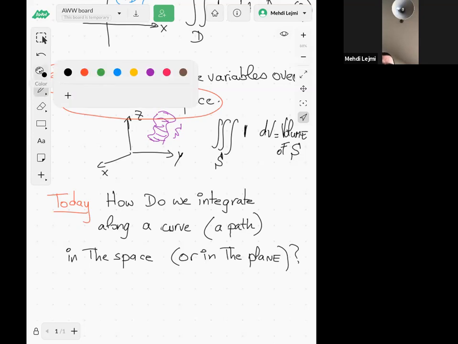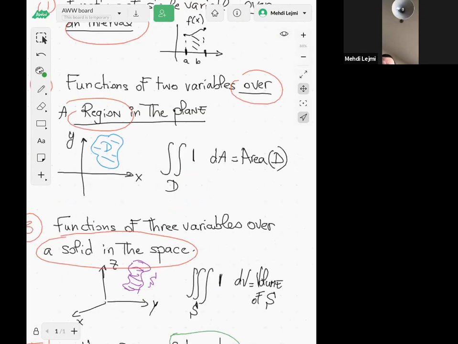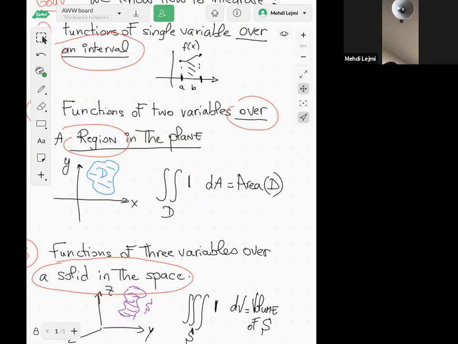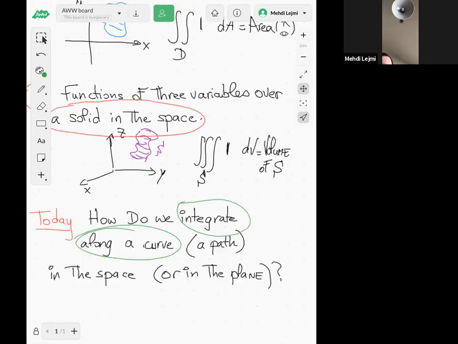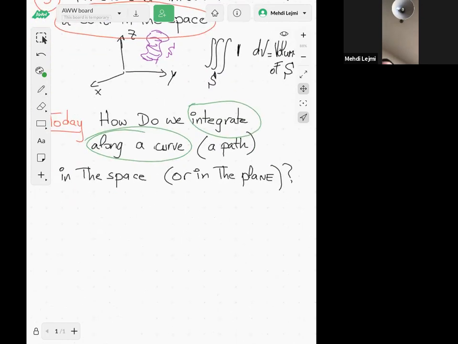So yeah, we're going to learn how to integrate along a curve, right? We know how to integrate over an interval, over a region, over a solid. So today we're going to see how to integrate along a curve, right? Now, let me first define what I mean by a curve or a path in the space. Probably you have seen this in Calc 3, but let me just remind you here of the definition of a path or a curve in space.